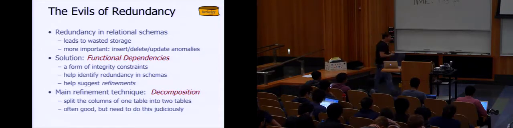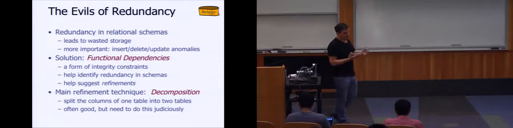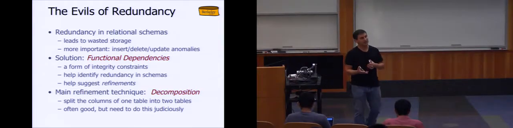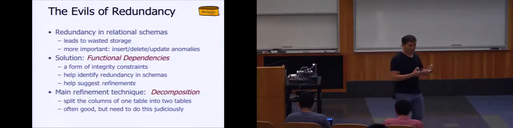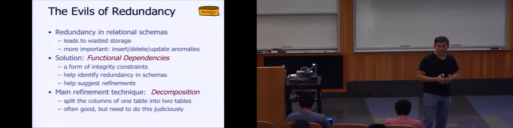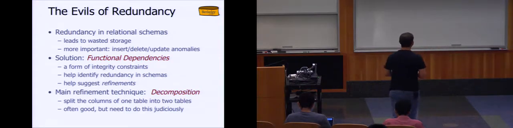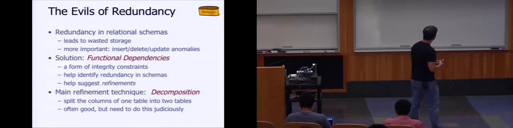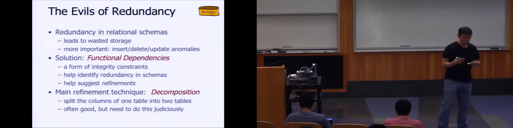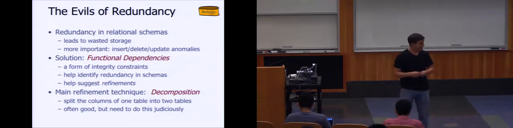So functional dependencies are going to be the key to this. They're really a form of integrity constraint. You remember integrity constraints. They were things like keys and foreign keys and uniqueness constraints. We talked about them before. So these are a particular kind of integrity constraint that helps us identify redundancy in schemas and will help suggest refinements to our schemas.